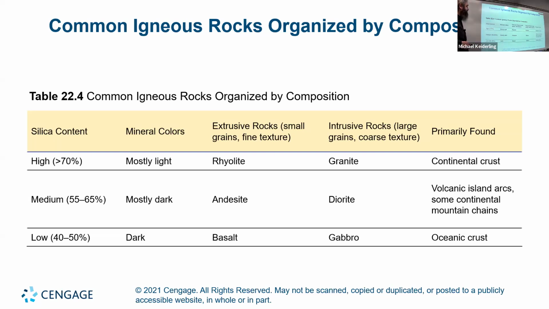If they're medium, they're andesite if they're extrusive, and diorite if they're intrusive. And if they're low, they're dark in color. They're basalt if they're extrusive, or gabbro if they're intrusive. And basalts are more common than gabbro because much of the oceanic crust is created at oceanic spreading centers, which are volcanic and create extrusive basalts.